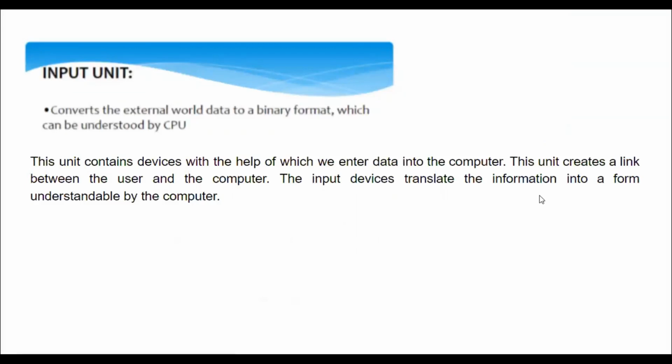So the first functional unit of the computer system, we have input unit. In input unit, it converts the external world data to a binary format, which can be understood by a central processing unit. So this unit contains devices with the help of which we enter data into the computer. So this unit creates a link between the user and the computer. So the input devices translate the information into a form understandable by the computer.